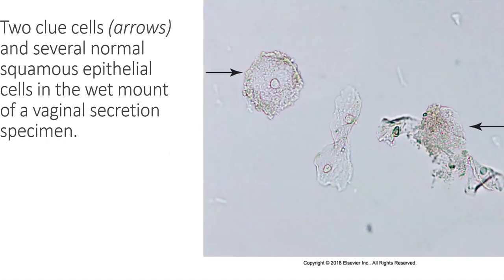So this picture, also found in your book, shows 2 clue cells and several normal squamous epithelial cells in the wet mount of a vaginal secretion specimen. So again, the cells are covered in bacteria. Notice how they extend beyond the membrane of the cell.